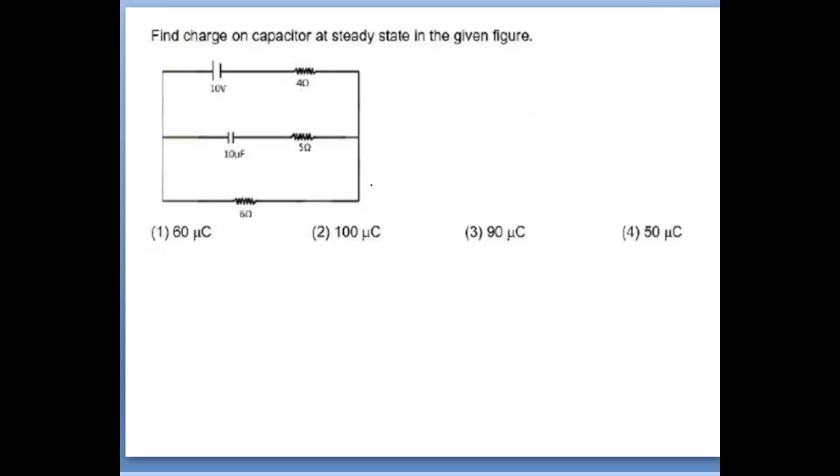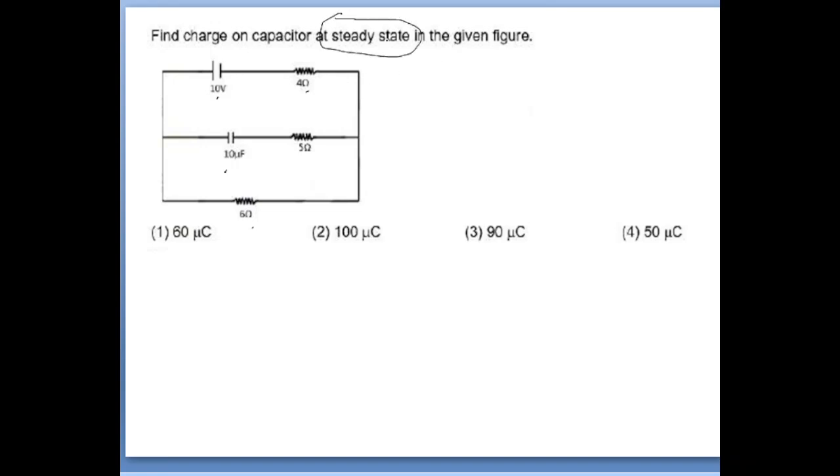Next question, if you see here, this will again be a very simple question. He is saying find the charge on a capacitor at the steady state. This capacitor is 10 microfarad. Here a 10 volt battery is connected. A 4 ohm resistor is here, a 6 ohm resistor here, and in series with the capacitor a 5 ohm resistor. So now look at here. What is the logic in this question? The first logic is steady state.